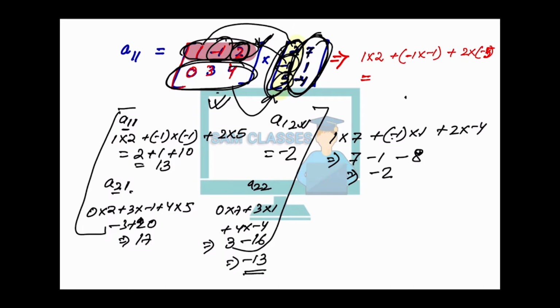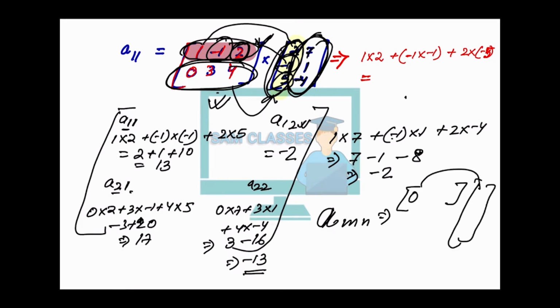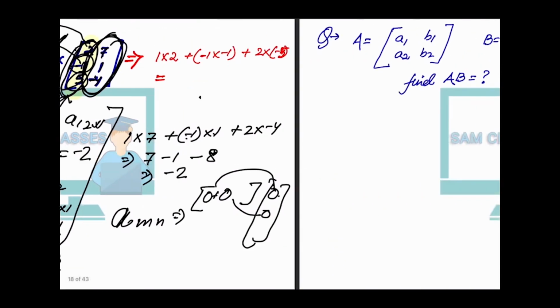So what we have done, students, if our term is, let's say, AMN, you have taken the mth row from the first matrix and the nth column from the second, and then we multiply each corresponding element and add them. Okay, clear? Done. So this is matrix multiplication. Now let's see some questions.